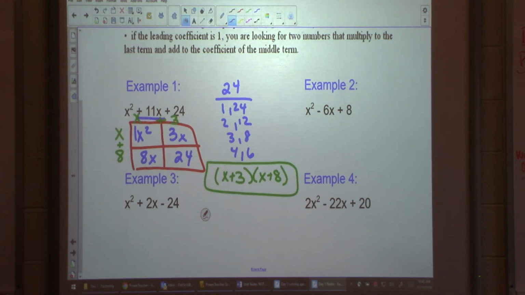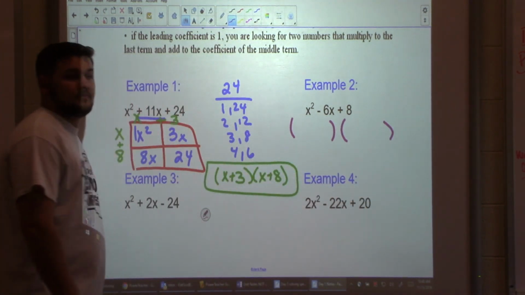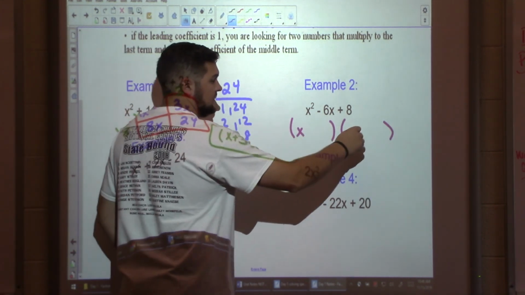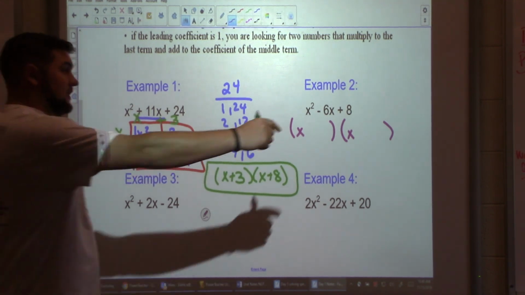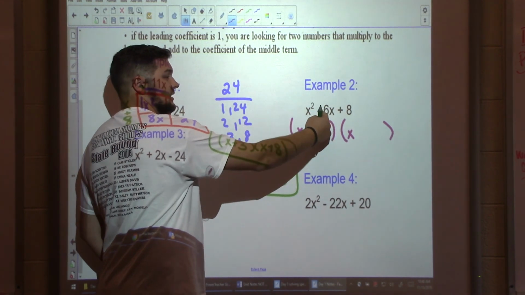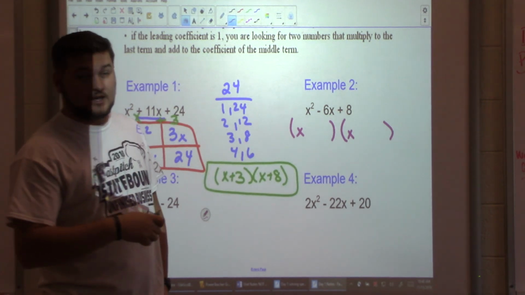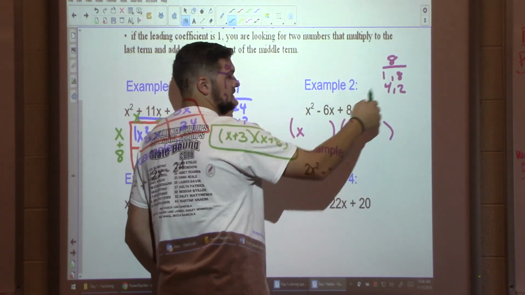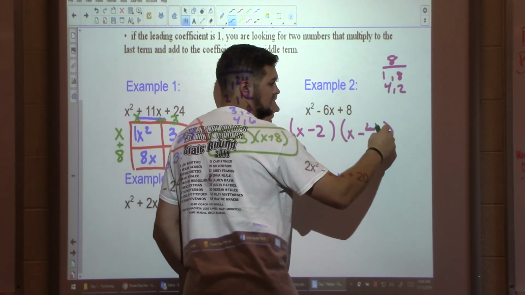Example 2, x squared minus 6x plus 8. I'm going to do guess and check. Alright? So if I look at x squared, the only thing that's going to make x squared is x times x. So I know I'm starting with that. What's a negative 6? I need to figure out what multiplies to a positive 8 and adds to a negative 6. Negative 4 and negative 2, right? If I look at the factors of 8, I can choose either 1 and 8 or 4 and 2. 4 and 2 multiplies to 8, adds to negative 6. So I get minus 2 and minus 4.